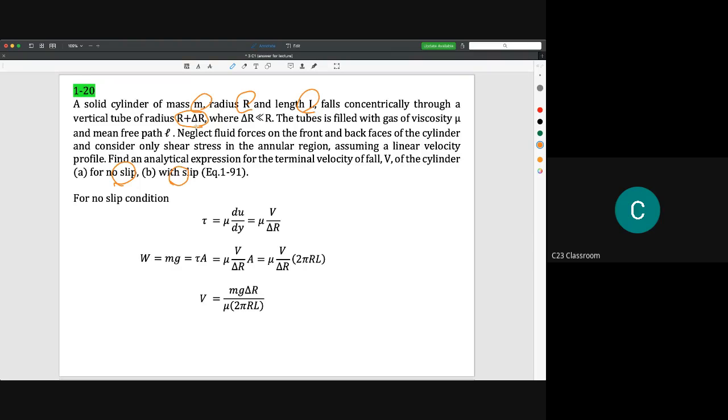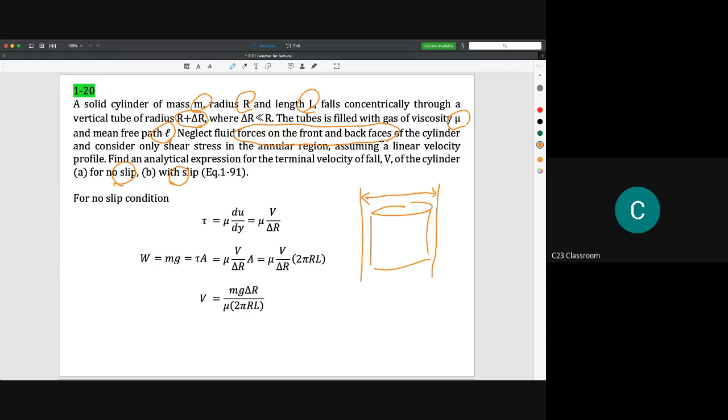I hope you could understand this, because if you have an R here, the capillary tube must be a little bit larger compared to the cylinder here. And then the tube is filled with gas of viscosity mu. And it has a mean free path. Neglect the force on the front and back face. This means that please ignore the drag force.